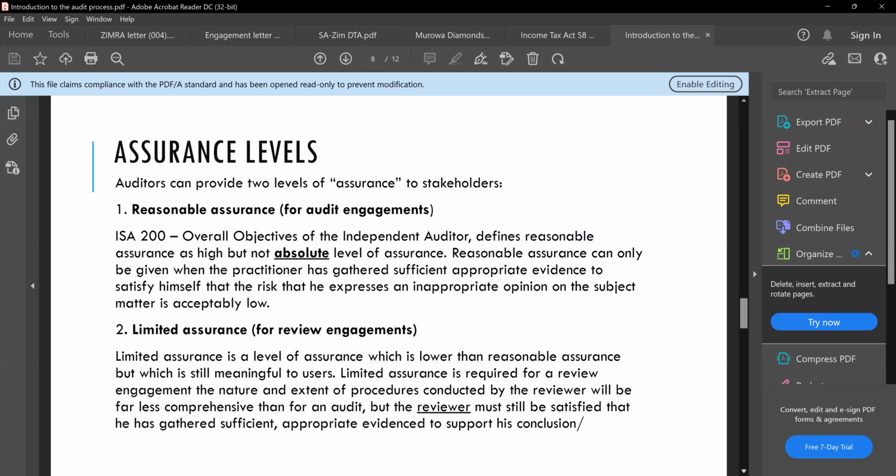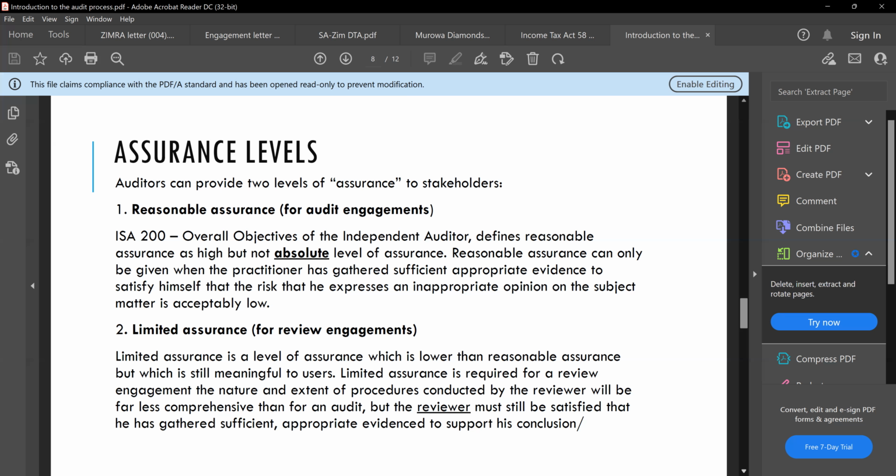So when we say an auditor has given reasonable assurance, the practitioner would have gathered sufficient appropriate evidence to satisfy himself that the risk that he expresses an inappropriate opinion on the subject matter is acceptably low. So that's reasonable assurance.